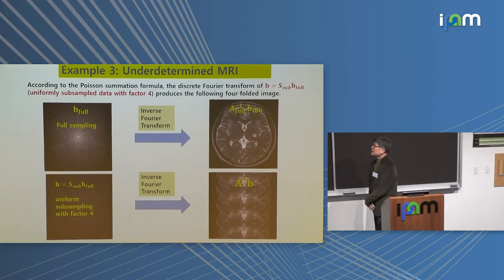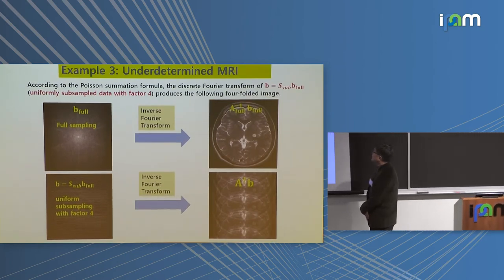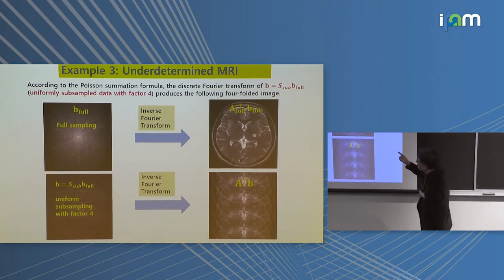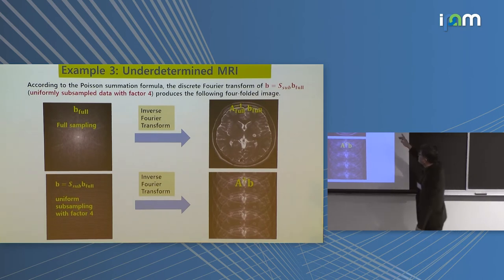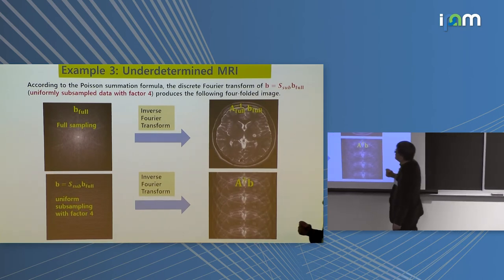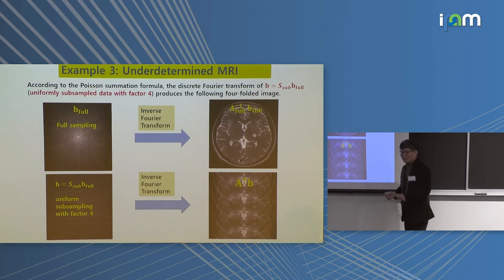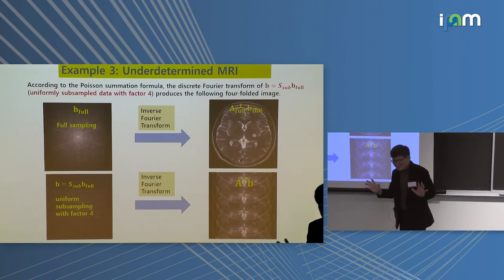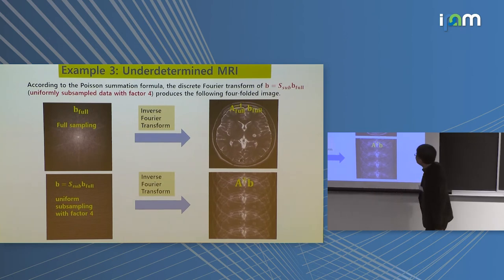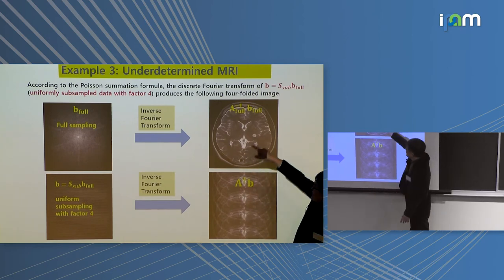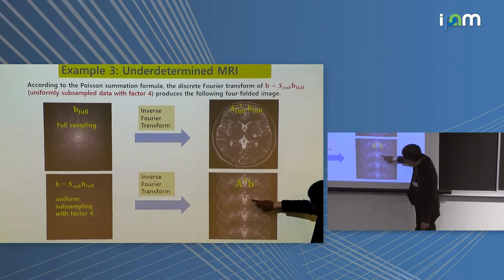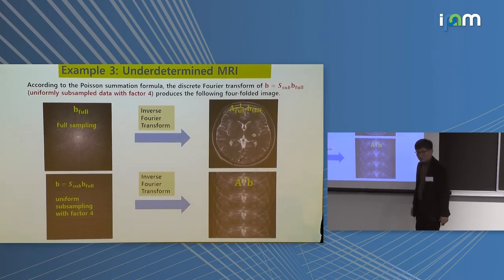The last thing in example 3, the underdetermined MRI. According to the Poisson summation formula, the discrete Fourier transform of B, that is the uniformly subsampled data with factor 4. Donoho and the other compressed sensing researchers do not use uniform sampling. They use random sampling, and that's the reason, to make noise-like aliasing. Suppose it's a uniform subsampling with factor 4, then you have a four-folded image.